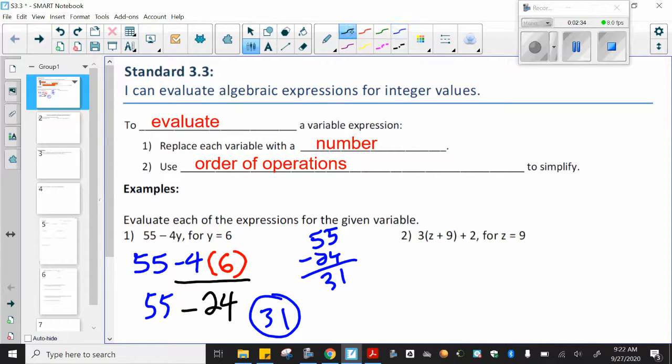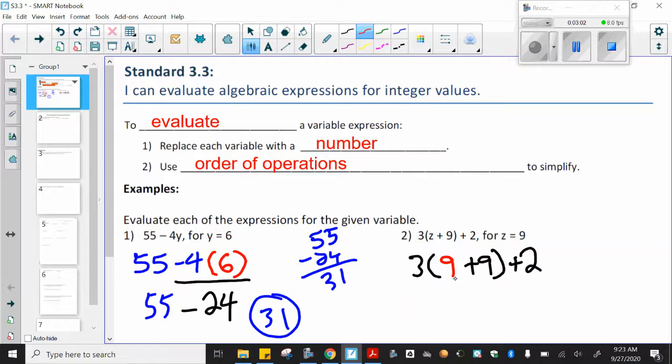Next one. The other way you can do it is you can just leave a blank. So we're going to write 3 times the quantity, z, I'm going to leave blank, plus 9 plus 2. Alright, and then we know that z equals 9. So I'm going to go back in here, and I'm going to write 9 in place of the z. I could do it in parentheses as well. But this one, because we're adding to it and it's already in parentheses, I'm just going to write the number.